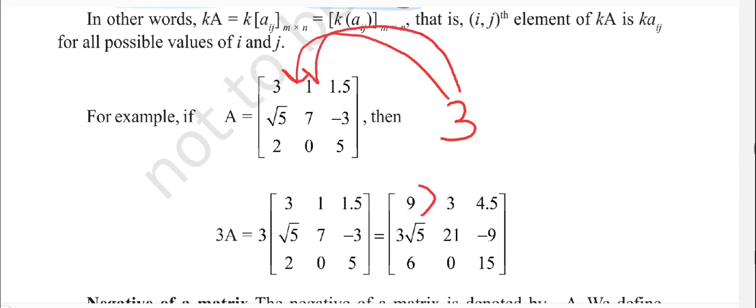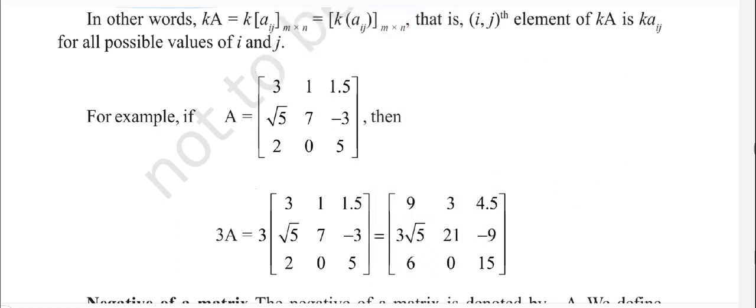When I multiply 3 with 1, what do I get? 3. When I multiply 3 with 1.5, I get 4.5. I have to multiply this 3 with all the elements of my matrix, and I get the required matrix 3A, which is this one.